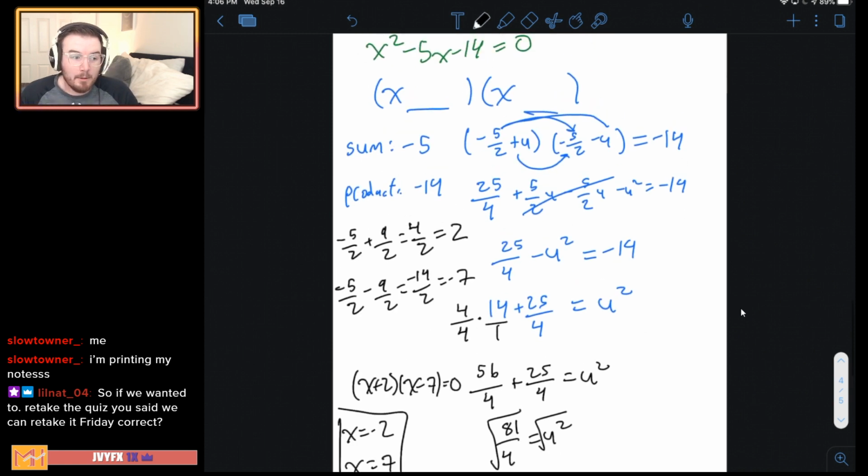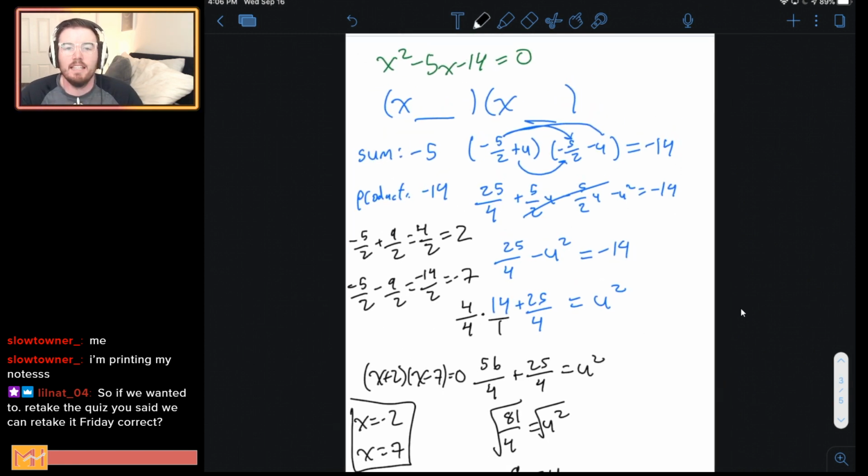And again, sometimes guess and check is easier. If you saw that, when I asked the question, what two numbers multiply to -14 and add to -5, if you're able to see -7 and 2, right? -7 times 2 is -14. -7 plus 2 is -5. If you can guess and check your way to those two numbers quicker than this, more power to you.